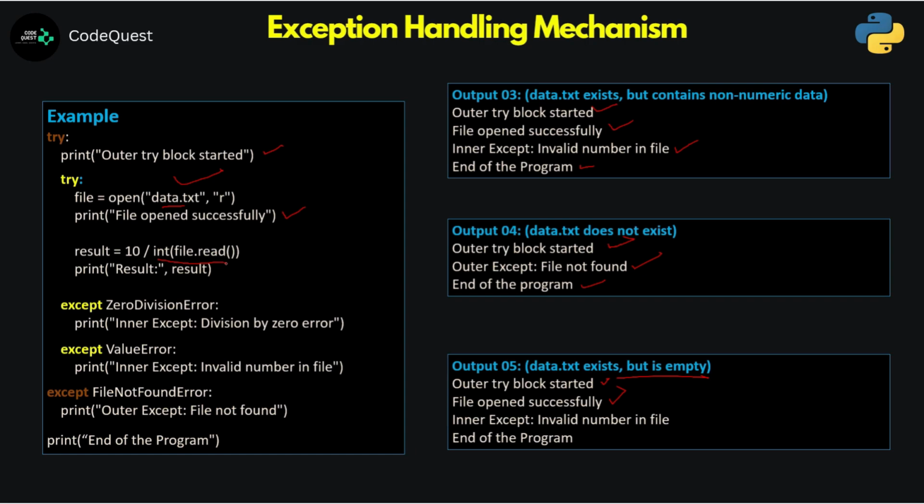So this is going to result in a ValueError once again. As a result, an exception has occurred here. It first brings the control to the inner except block, which is ZeroDivisionError, but this is not able to handle it. Hence the control comes to the next except block, that is ValueError, and we get the message inner except invalid number in the file. And of course we reach the end of the program.